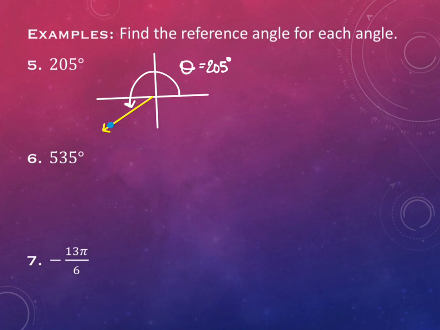And I should be going back to the x-axis, not necessarily positive. In this case, it's the negative x-axis. So the reference angle I should be getting creates this triangle. Do you see the triangle? Good. And the angle that I'm talking about then is this theta prime.